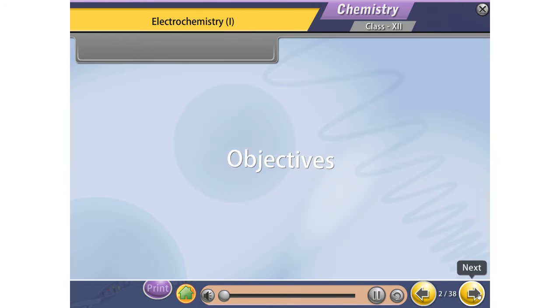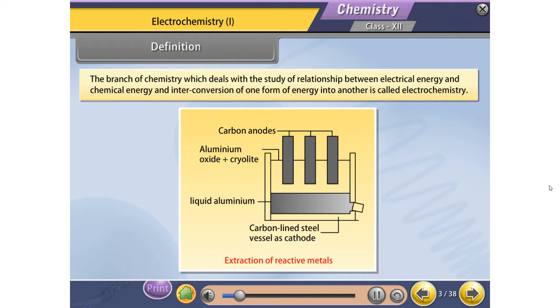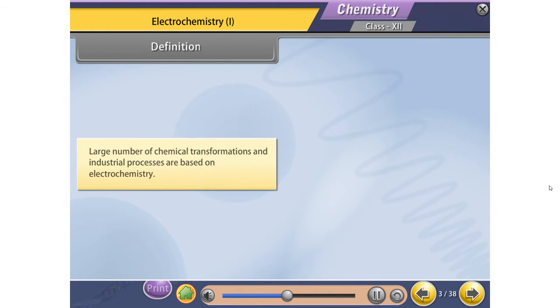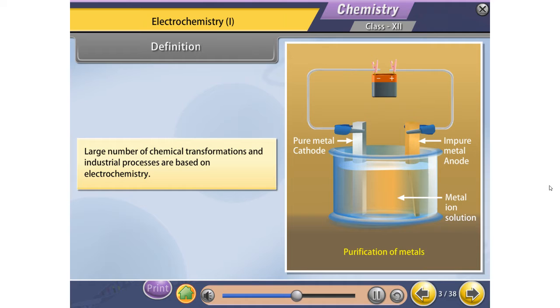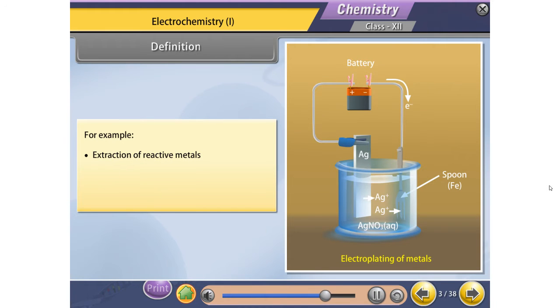Introduction. Objectives. Definition. The branch of chemistry which deals with the study of relationship between electrical energy and chemical energy and interconversion of one form of energy into another is called electrochemistry. A large number of chemical transformations and industrial processes are based on electrochemistry, for example, extraction of reactive metals, purification of metals, and electroplating of metals.